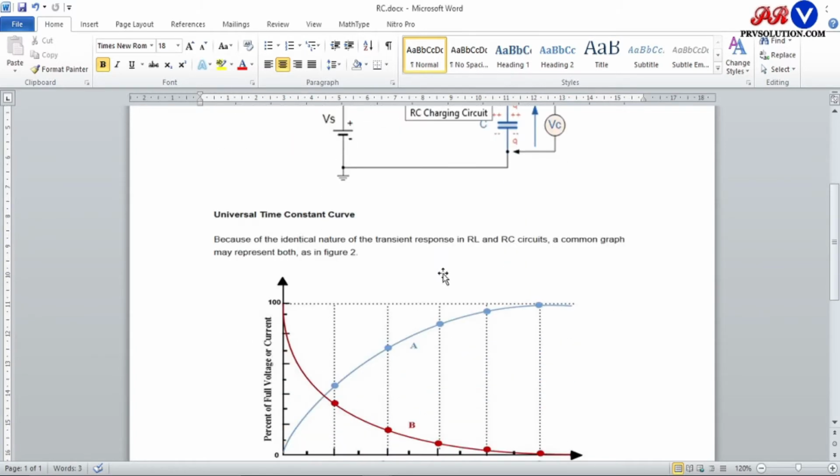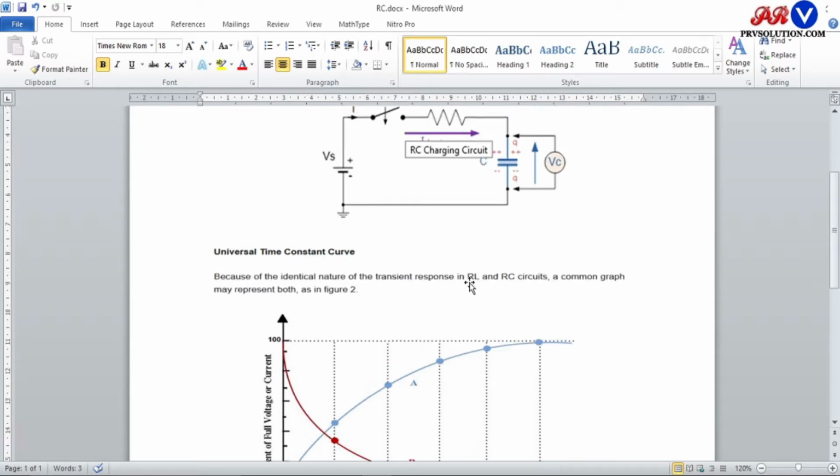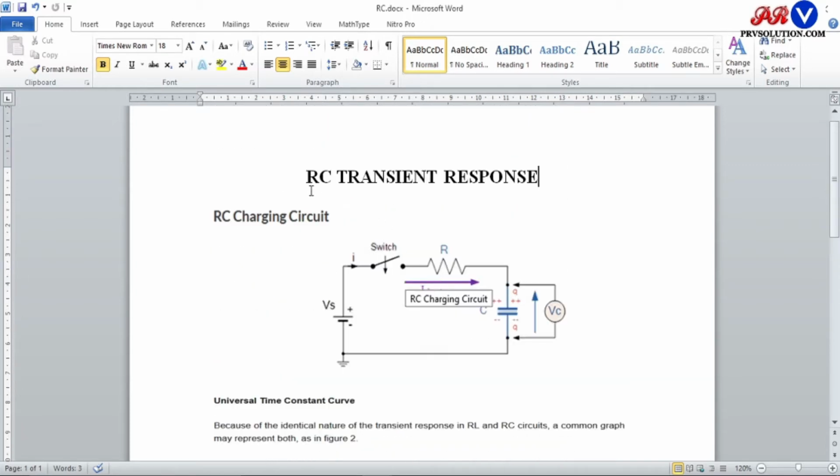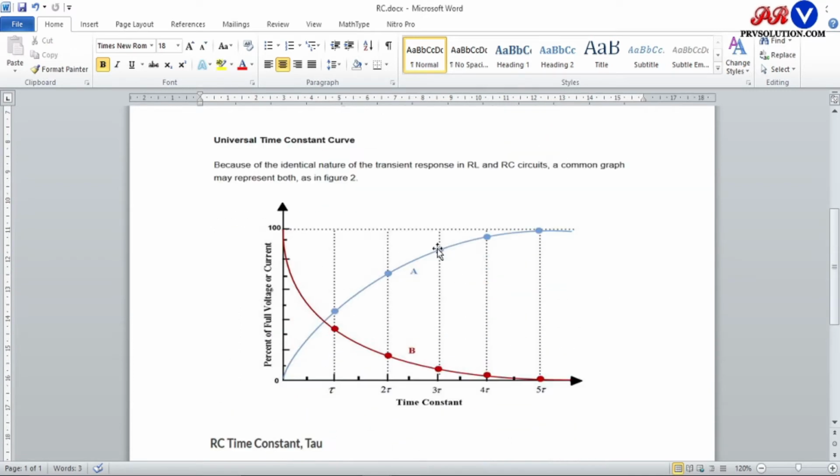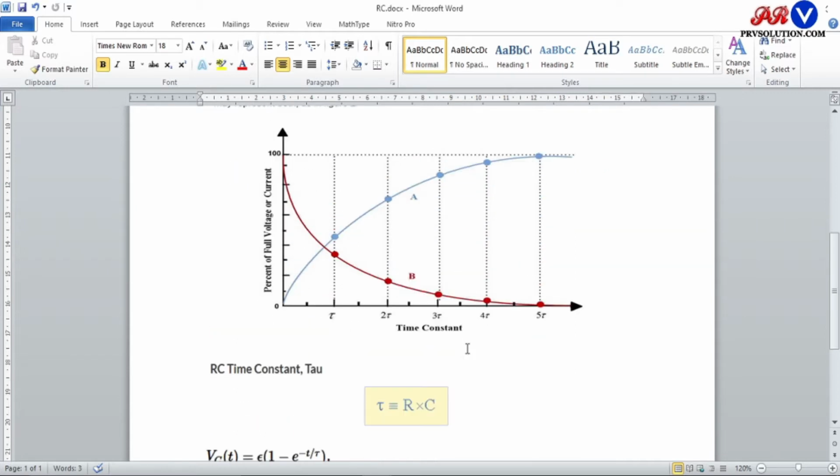We have seen that the universal time constant curve is the same for both the RC and RL transient responses. The only difference is that in the RL response, the blue line represents current and the red line represents voltage. But now the blue line represents voltage and the red line represents current in the case of the RC transient response.